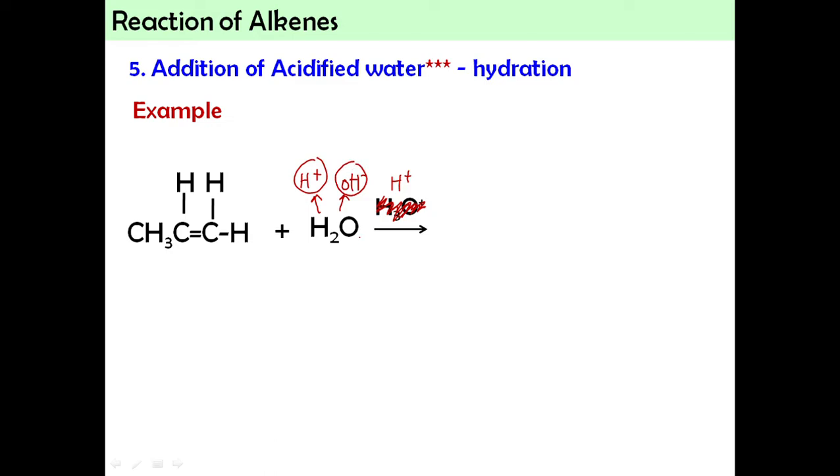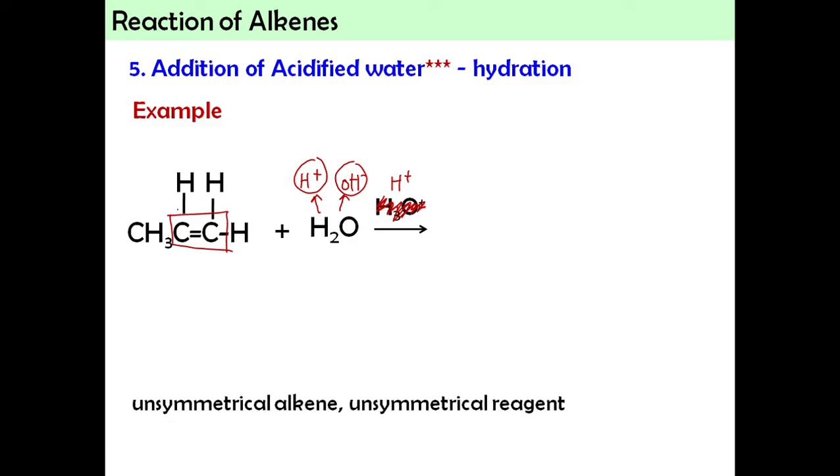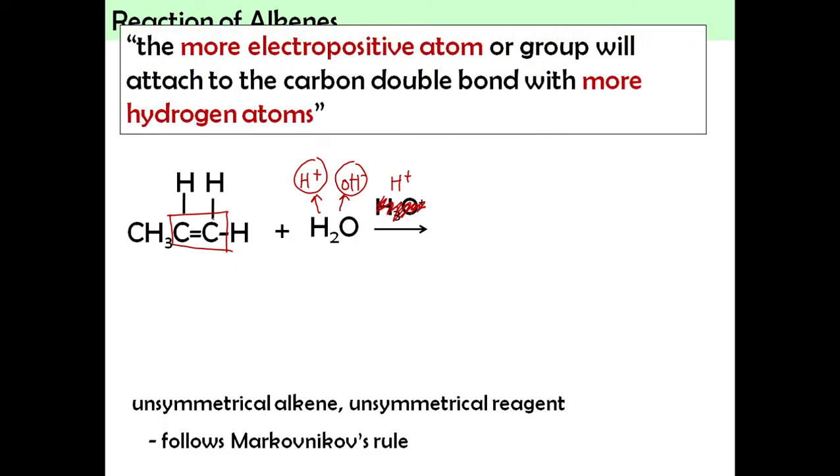and this is unsymmetrical reagent. For the alkene, this is carbon-carbon double bond, tak sama. Okay, ini ada 2 hidrogen, ini ada 1 hidrogen, 1 CH3. So unsymmetrical alkene, unsymmetrical reagent will follow Markovnikov rule. Okay, jadi Markovnikov rule apa? Kali ketiga dah ni, hopefully boleh ingat. More electropositive atom to the carbon double bond with more hydrogen. Siapa lagi positif? H is more positive.